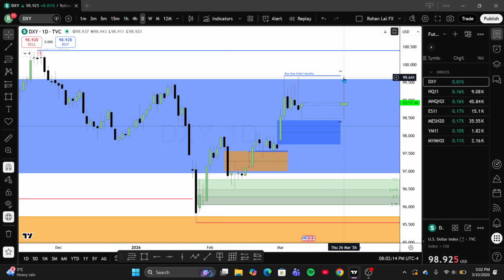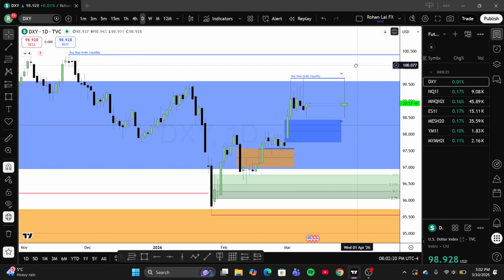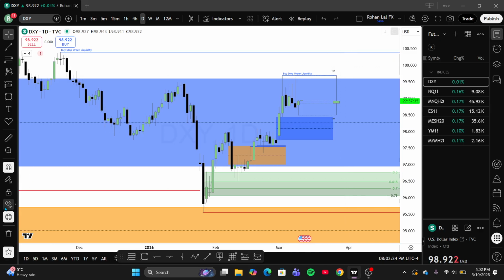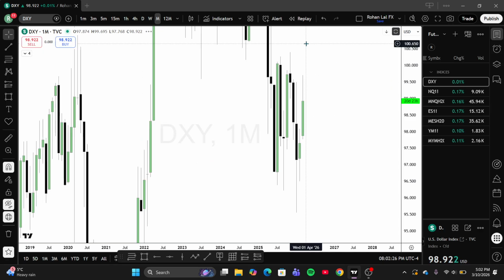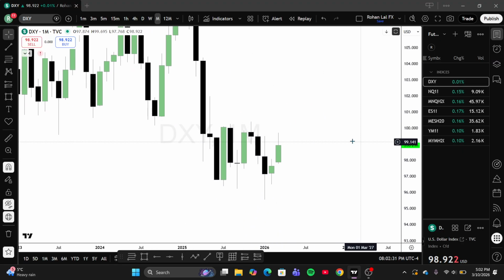Today is March 10th, 2026, and we're going to be going over the dollar index and the stock market indices. So let's just jump right into the dollar index analysis here. Firstly, on the monthly time frame, the dollar is looking very bullish here, right?